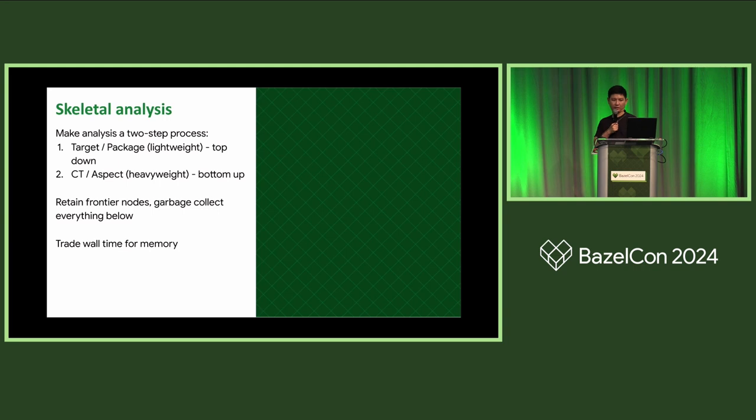So again, we retain our nodes in the front here, we garbage collect everything below, we trade wall time for memory, and because we are dropping state now, you no longer have the SkyFrame nodes to do incremental builds. So this is really useful for your CI builds where you have memory-limited bandwidth.